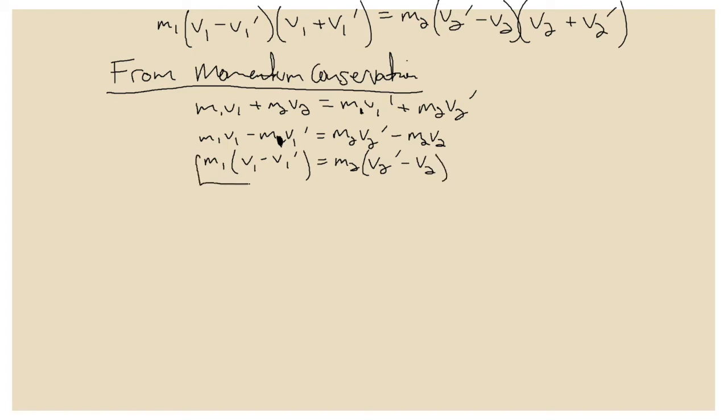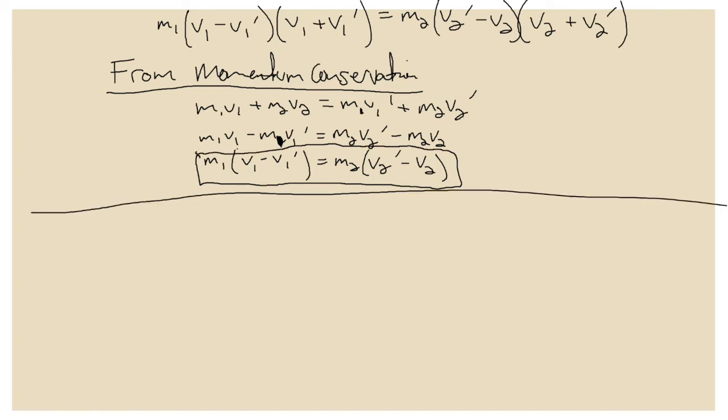And now this is the key realization that you need to have. m1 times the difference in these velocities, v1 minus v1 prime, is the same thing as m2 times v2 prime minus v2. Why am I bringing that up? Look here, m1 times v1 minus v1 prime. That's that exact term. And then over here, m2 times v2 prime minus v2. Those are the same things. And what happens when we have the same things is that they cancel.